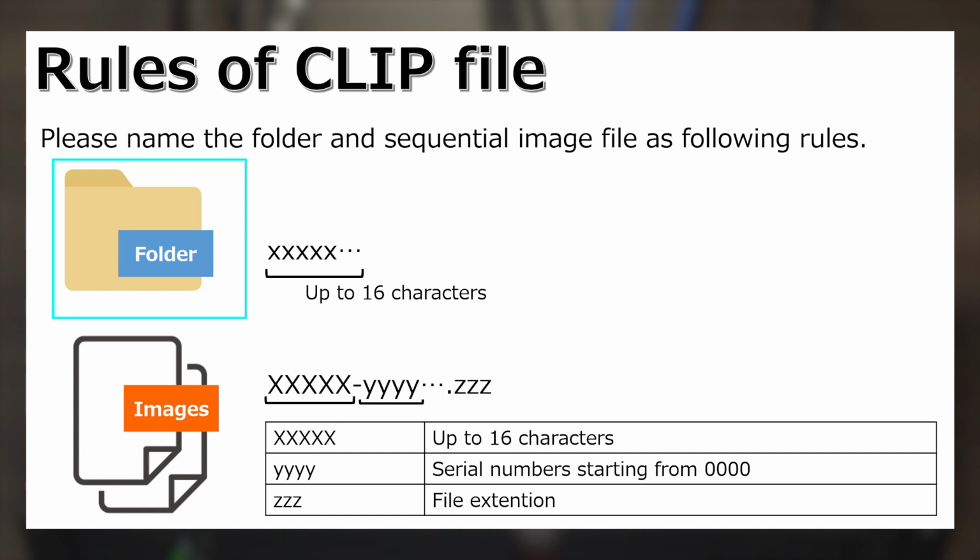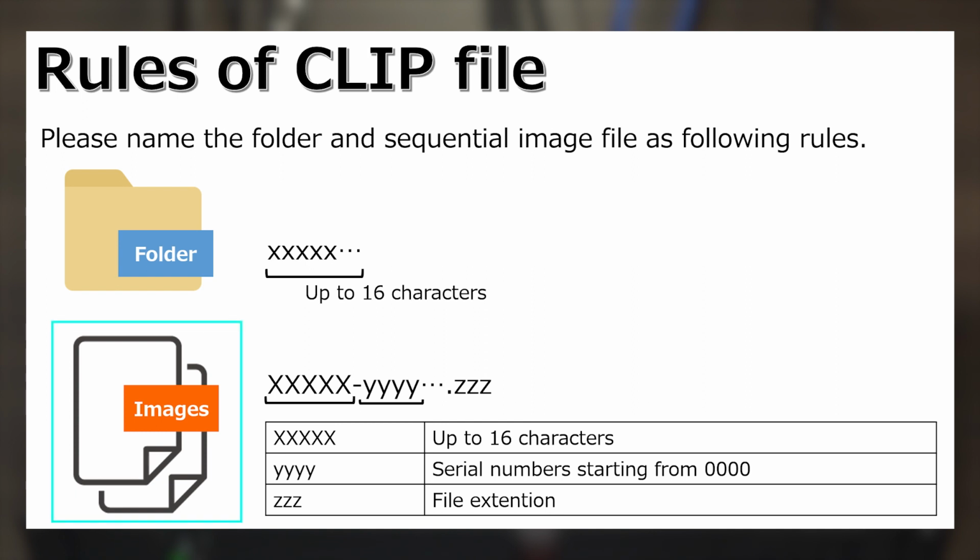If the name is longer than 16 characters, the 17th and subsequent characters will be truncated as they cannot be displayed on the HVS-190. File names, like folder names, can be up to 16 arbitrary characters long. After the hyphen, add the serial number of each file, starting with 0000.